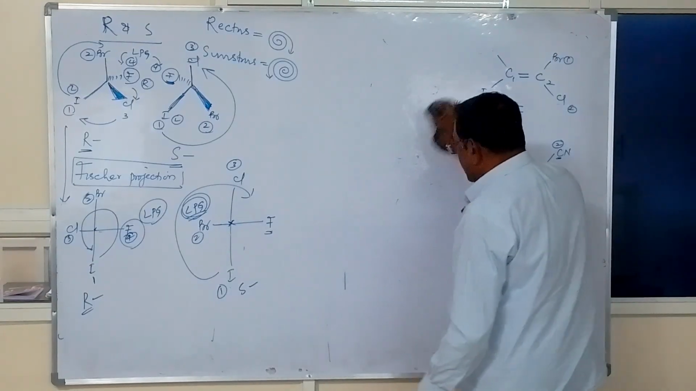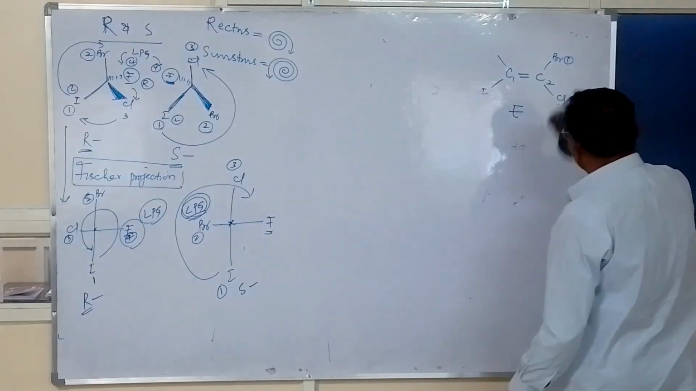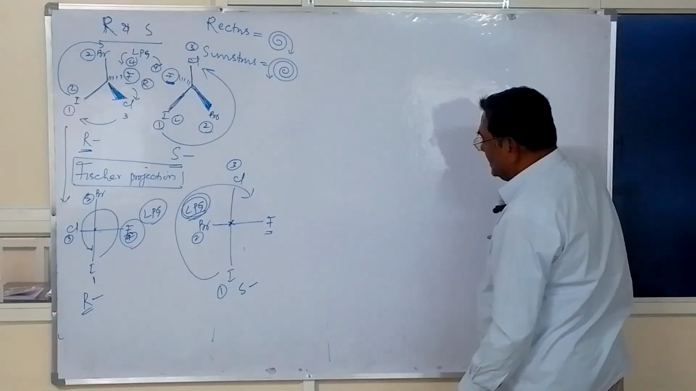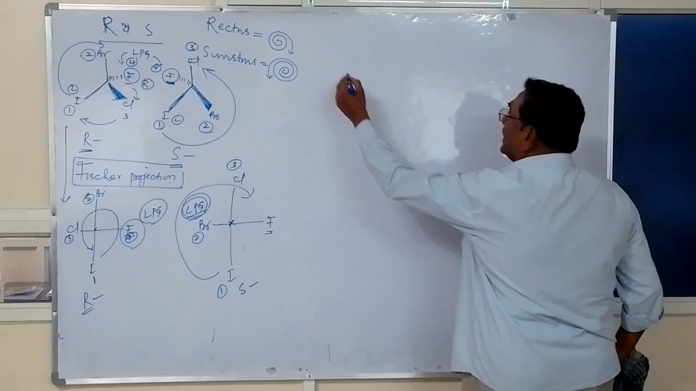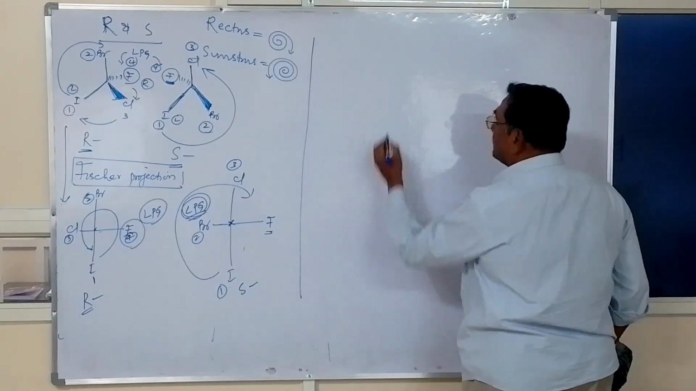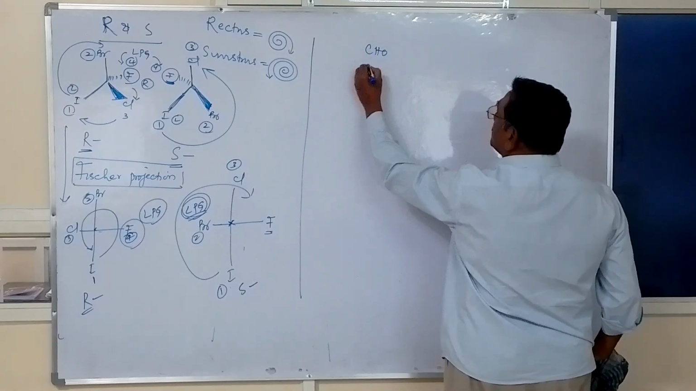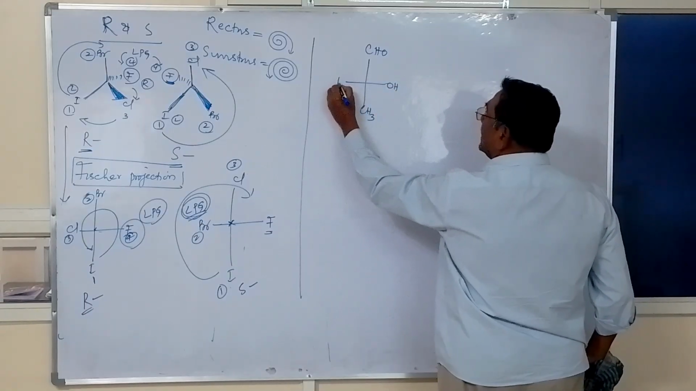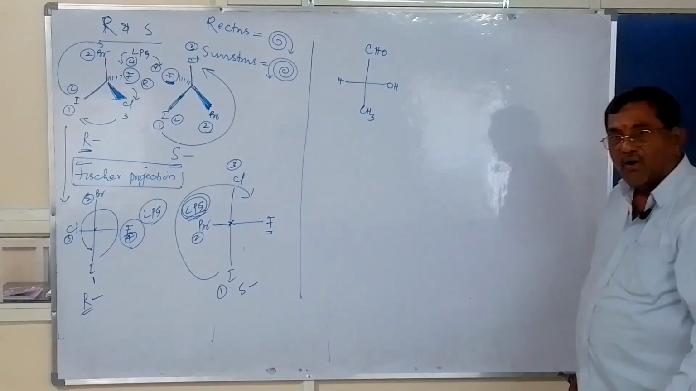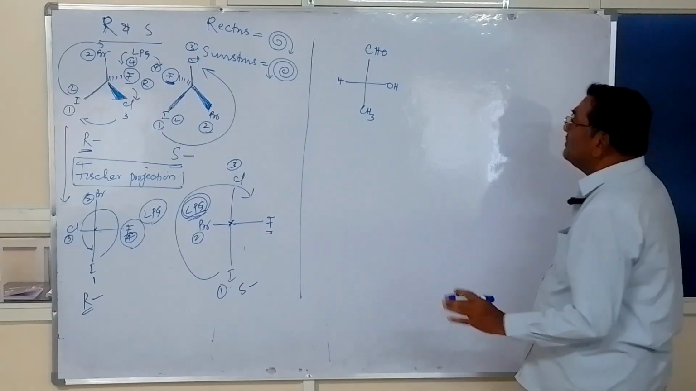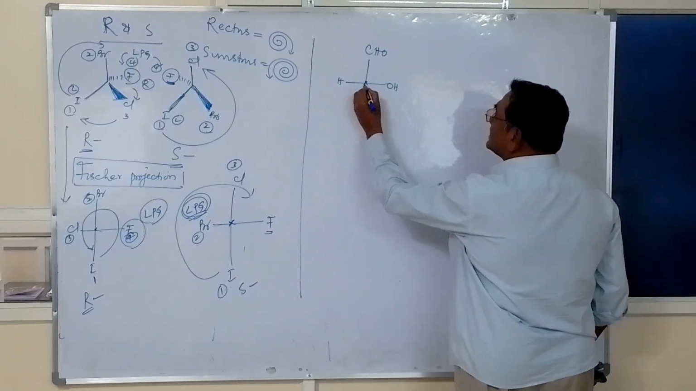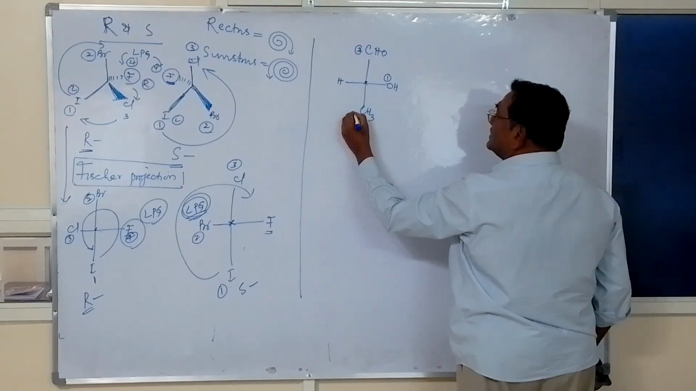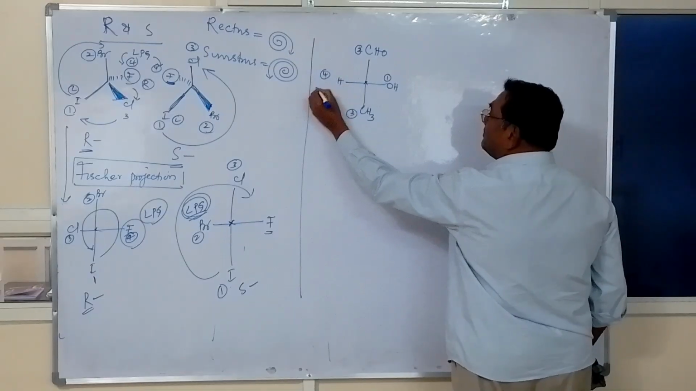But children, now let me do some more things. I will give you two more examples here. How do you write the R and S configuration for them? It's going to be CHO, CH3, OH, H. Will you write the R and S configuration for this? Which is going to be the highest priority group? It's the chiral center, first priority. This is going to be second priority. This is going to be third priority.